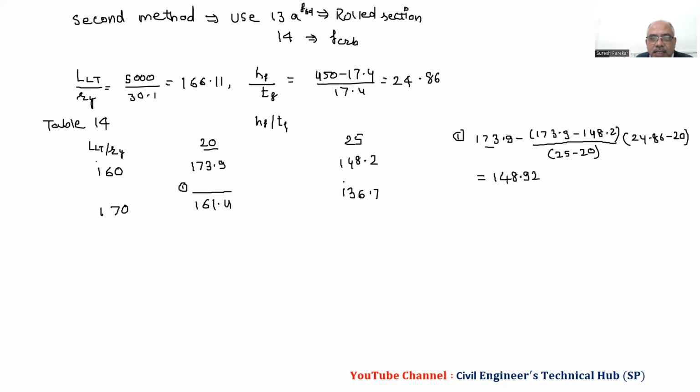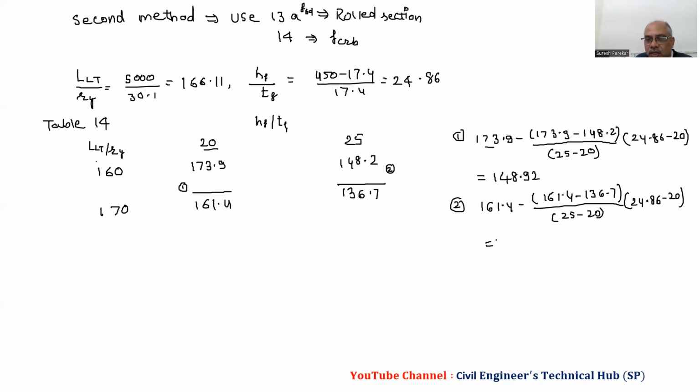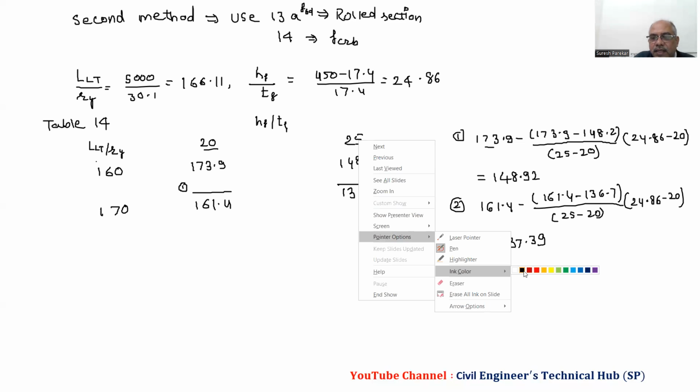Then we will calculate a second value over here. So second value I can write 161.4 minus 136.7 divided by 25 minus 20 in bracket 24.86 minus 20, and we will get this value equal to 137.39.